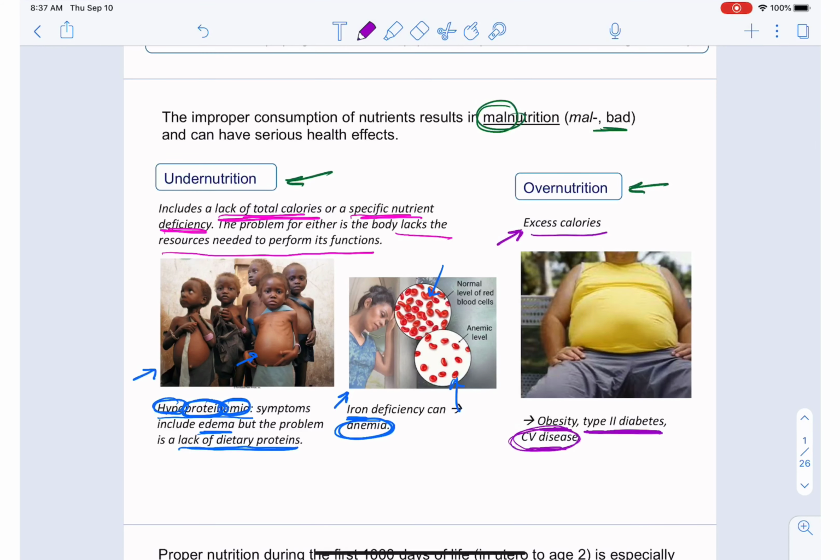And type 2 diabetes is categorized by hyperglycemia, high levels of sugar in the blood. And that sugar can damage the inner lining of the blood vessels and again result in hardening of the arteries, atherosclerosis, and cardiovascular disease.